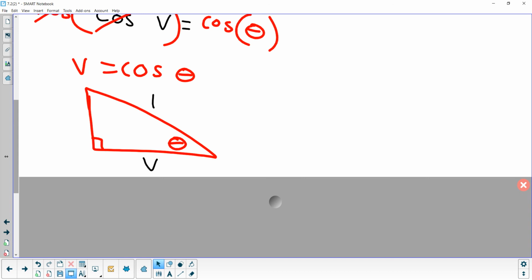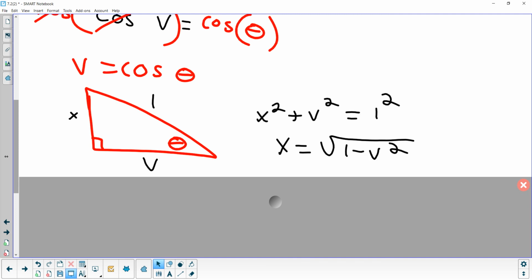Yep. We can use the Pythagorean theorem. If you want to temporarily call it a variable, you can. We're going to cross this out in a second, but we could call it x. And now let's set up the Pythagorean theorem. x squared plus v squared equals 1 squared, and now solve for x. There you go. It's the square root of 1 minus v squared. Any questions on that? All right, so let's put that here.